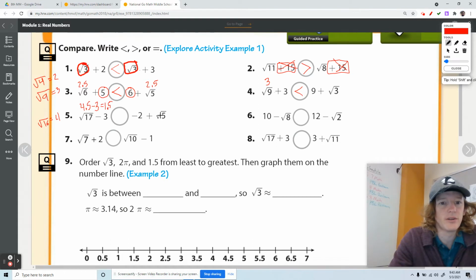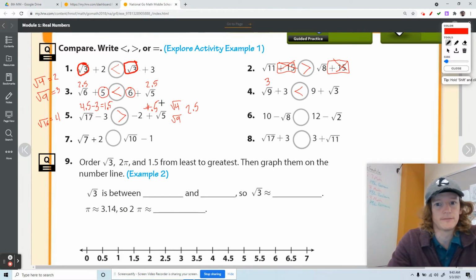Negative 2 plus the square root of 5. The square root of 5 is in between the square root of 4 and the square root of 9. So that's about 2.5. So we have negative 2 and 2.5. So this side is 0.5. Left side's much bigger. Not negative, it's positive. Left side's still bigger by about a whole.